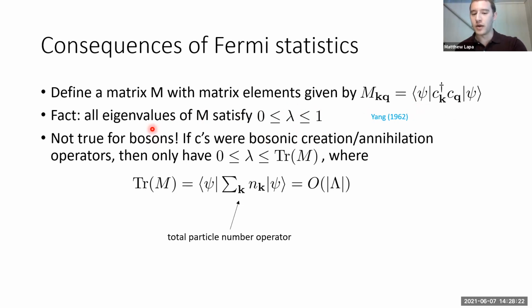But if, and this is actually proved in this old Reviews of Modern Physics by Cian Yang, this bound is not true for bosons. If you replace these Cs with bosonic creation and annihilation operators, the upper bound on the eigenvalues is just the trace of the matrix, which is equal to the total particle number in that state, and which would be in general of order the system size.